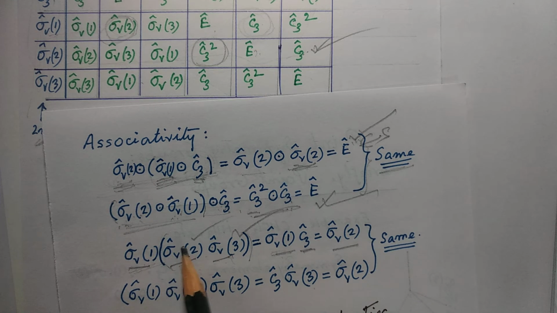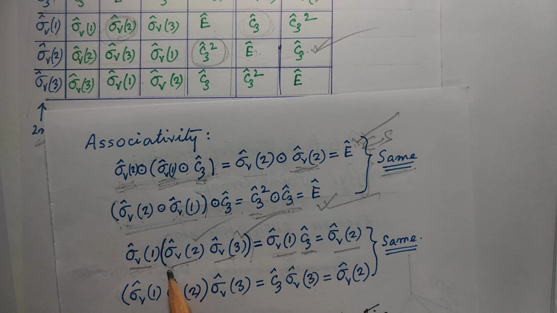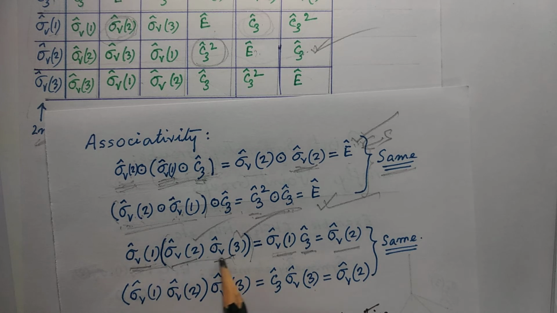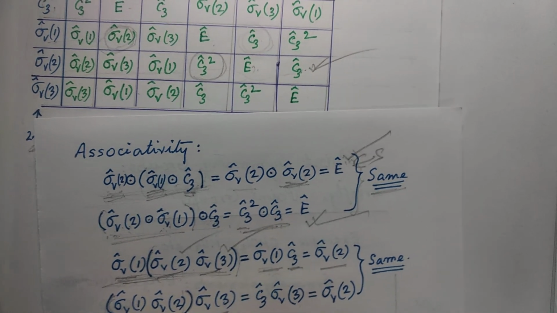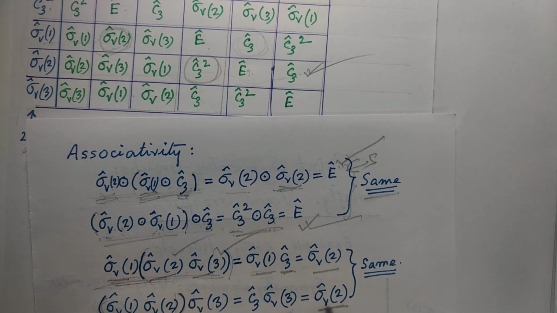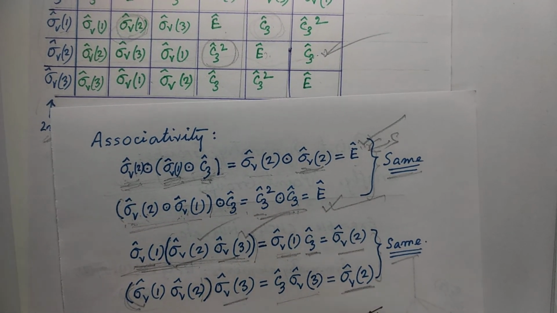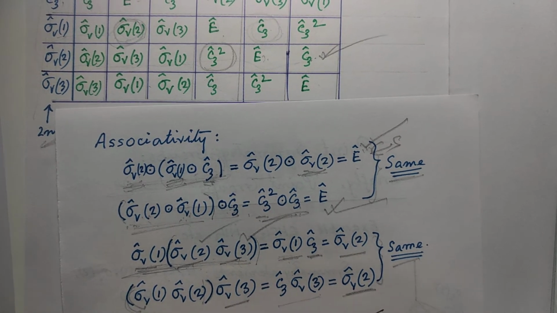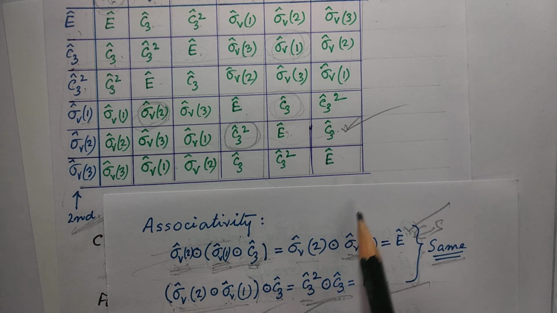The same, if we now change the order of grouping, if we carry out such a multiplication in a different order, associating these two first and then sigma v3, and find out results from that table, we'll find that the final result is the same, sigma v2. These two results are the same. Therefore we can say that associativity holds good in the set of operators S.